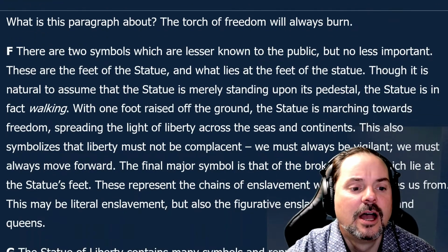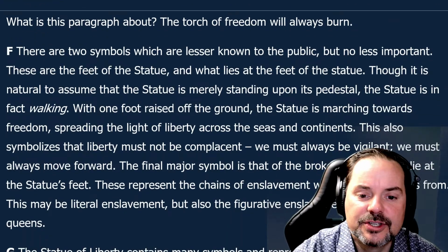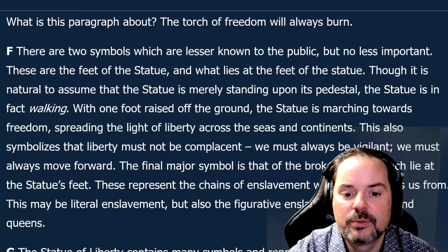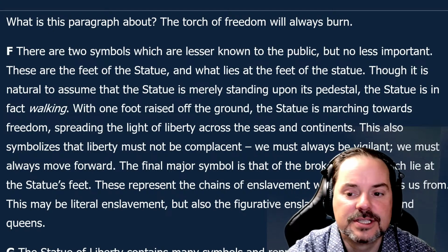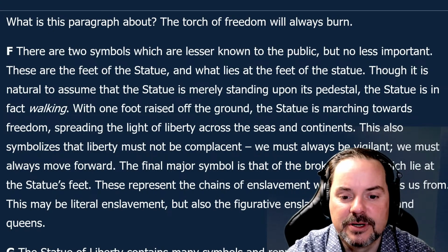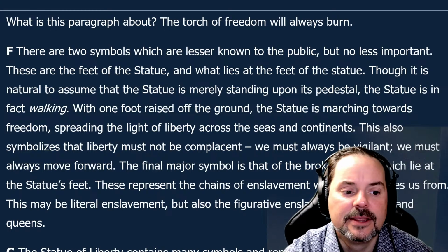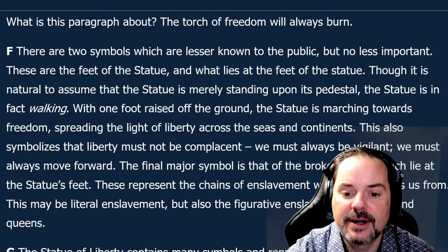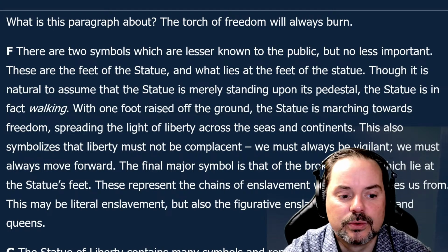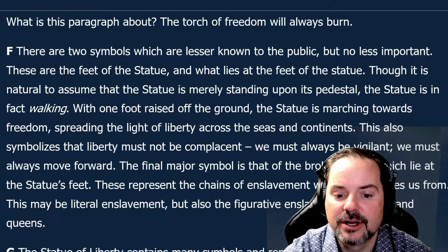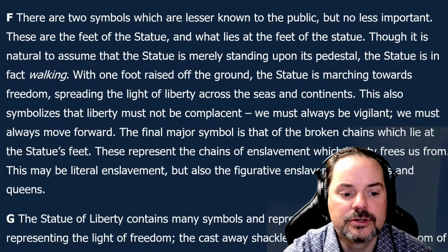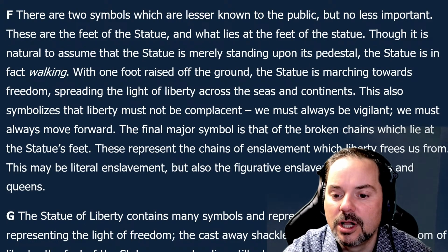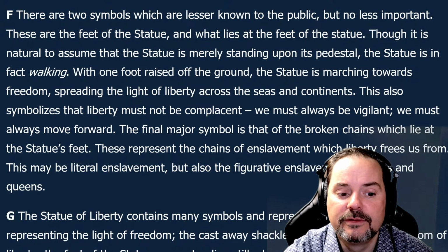All right. There are two symbols which are lesser known to the public, but no less important. These are the feet of the statue and what lies at the feet of the statue. Though it is natural to assume that the statue is merely standing upon its pedestal, the statue is in fact walking, with one foot raised off the ground. The statue is marching towards freedom, spreading the light of liberty across the seas and continents. This also symbolizes that liberty must not be complacent. We must always be vigilant. We must always move forward.